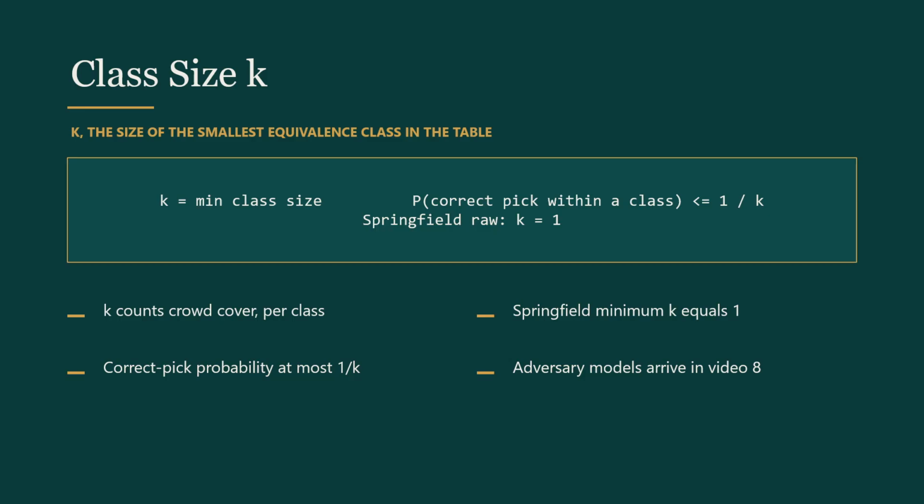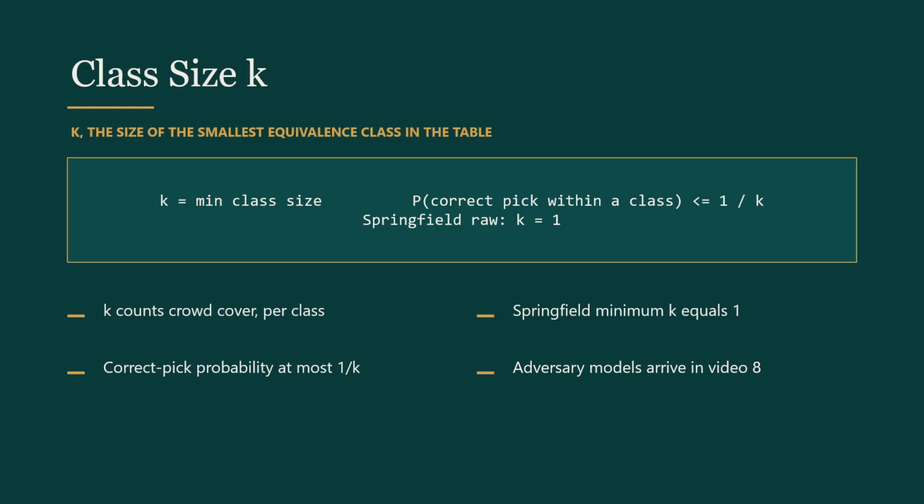The class size has a name, and it is the single letter this entire profession is organized around. K is the number of records in an equivalence class, and when you speak of the K of a dataset without qualification, you mean the smallest class size anywhere in the table. Springfield's K is 1, 8 times over.